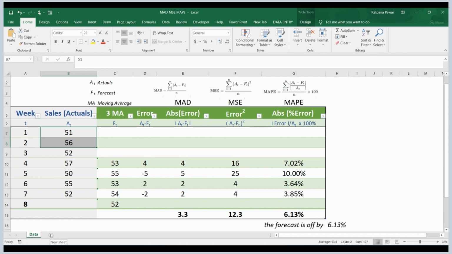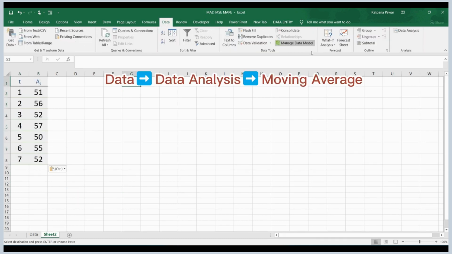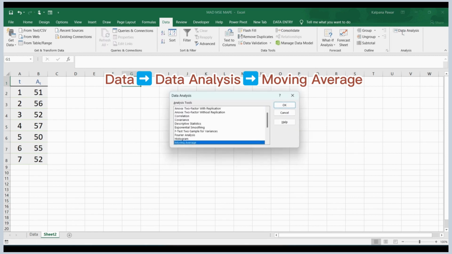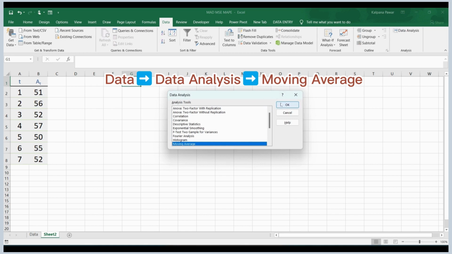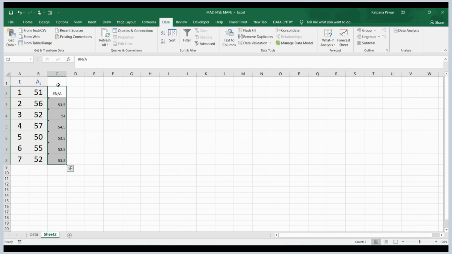There is also an option in Excel for calculating the moving average, and I'll show it to you. If you go to the Data tab and hit Data Analysis, you can choose Moving Average from here. Click OK. The input range is obviously our actuals. Do we have labels? No, we have not selected the labels, so leave it blank. For the interval, let's say we start with a 2-week moving average. We want our output here, and we label it as 2 weeks moving average.